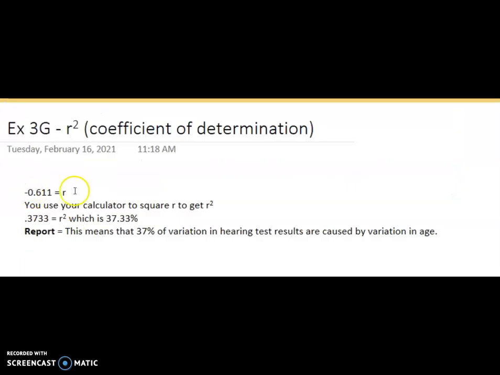Okay, so to remind you, you've got an R value of negative 0.611. You use your calculator to square R to get R squared, and you get 0.3733. We turn it into a percentage, multiplying by 100 to get 37.33%, and then you write your report saying this means that 37% of variation in hearing test results is explained by variation in age, remembering to follow this model for your report, even in the exam.